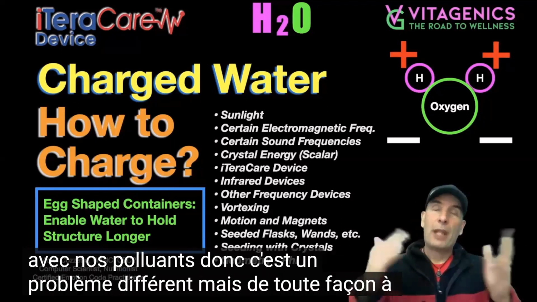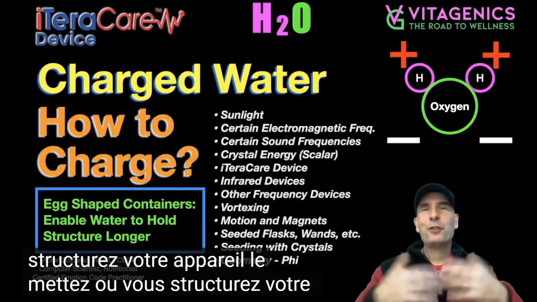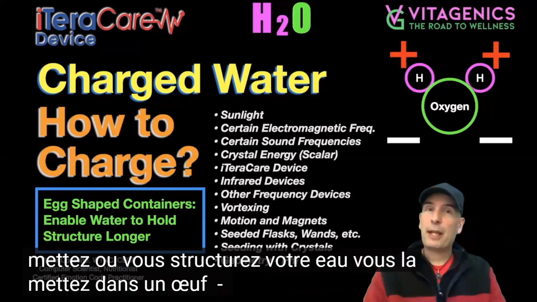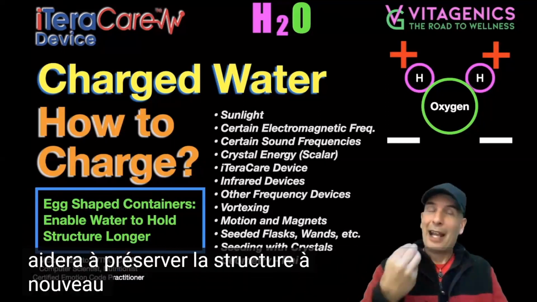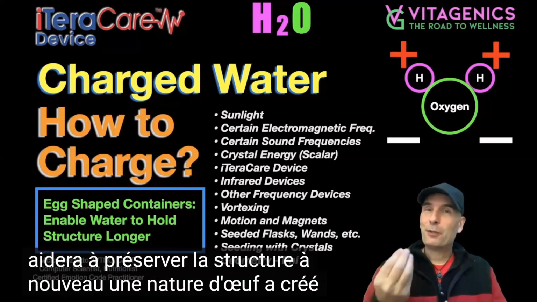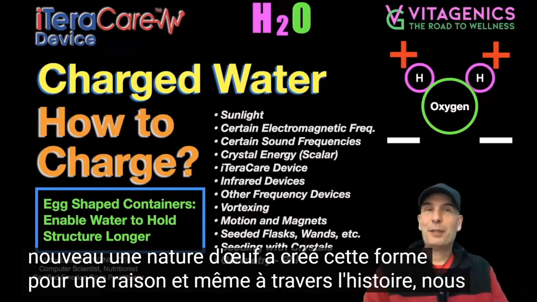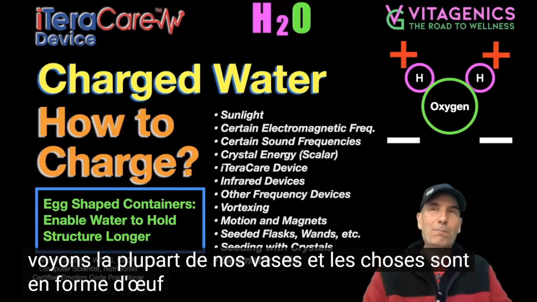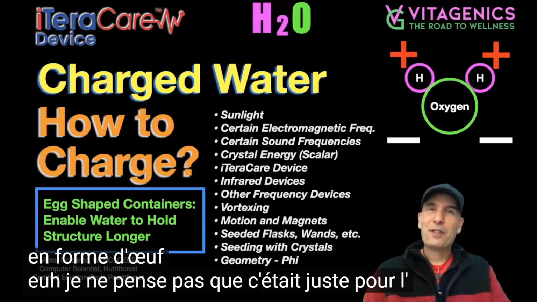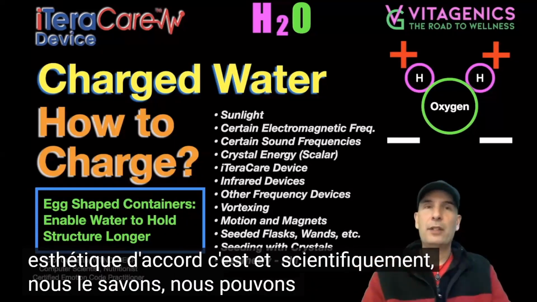But anyway, at home, you structure your device, you structure your water, you put it in an egg-shaped container that will help to preserve the structure. Again, an egg, nature created that shape for a reason, and even through history, we see most of our vases and things are egg-shaped. I don't think it was just for aesthetics, okay? And scientifically, we know this, we can see it.